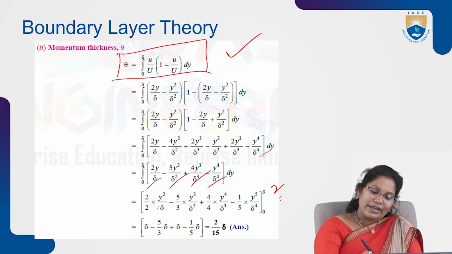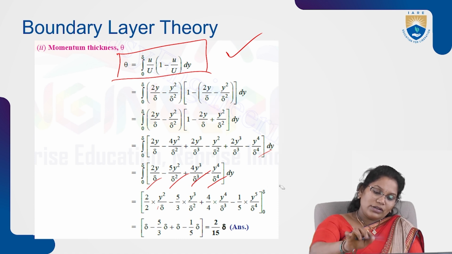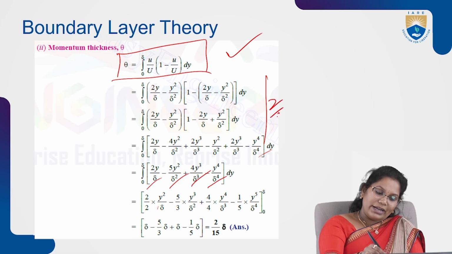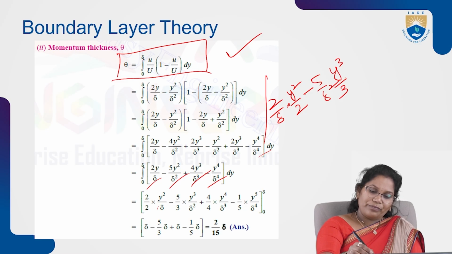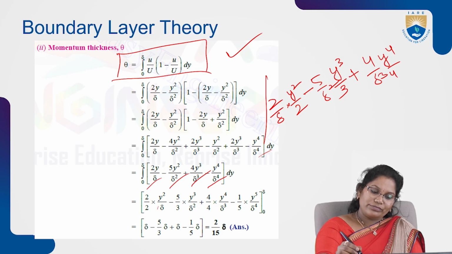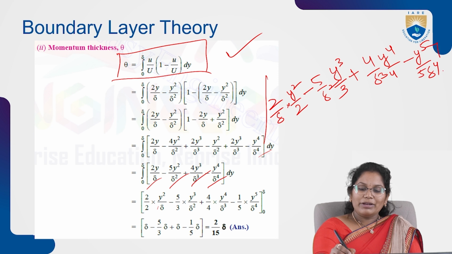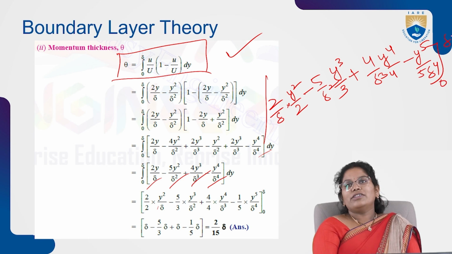2 by delta into y square by 2. First term minus second term: 5 delta square will become y cube by 3 plus y^4 by 4 minus y^5 by 5 into delta^4. The limits are 0 to delta. This is what we got.